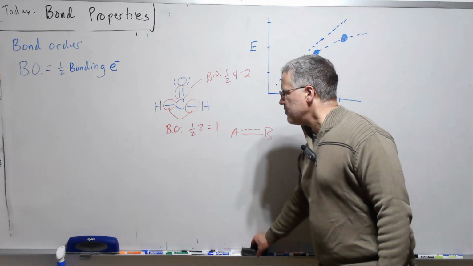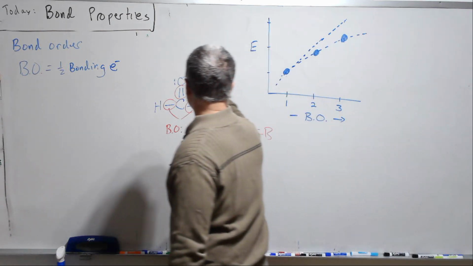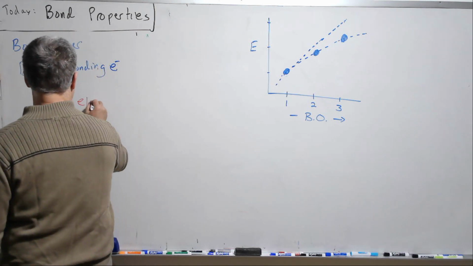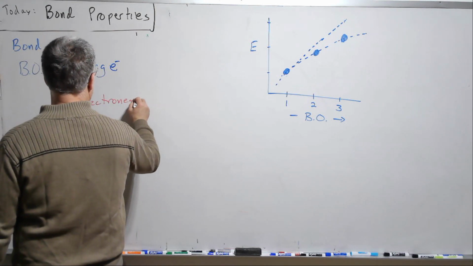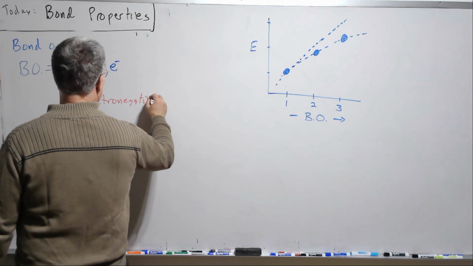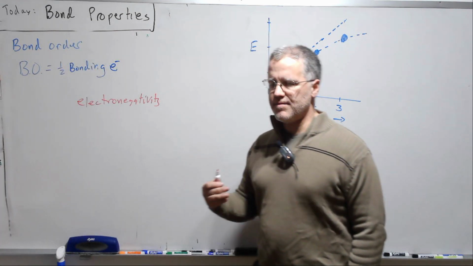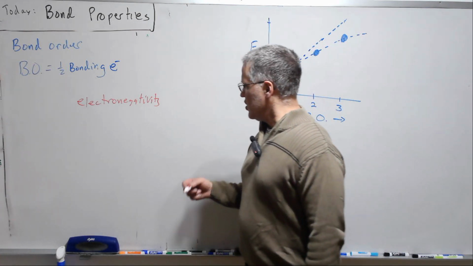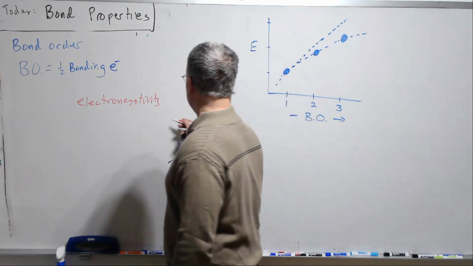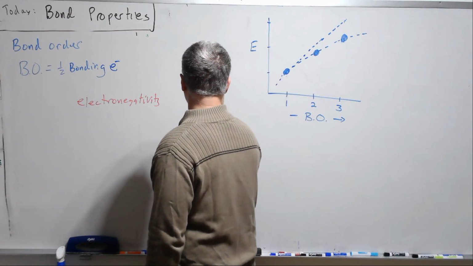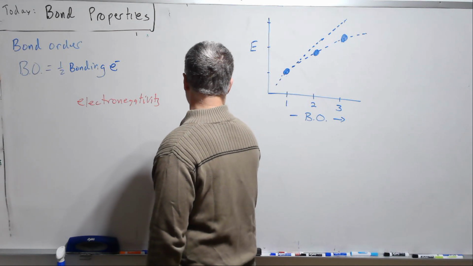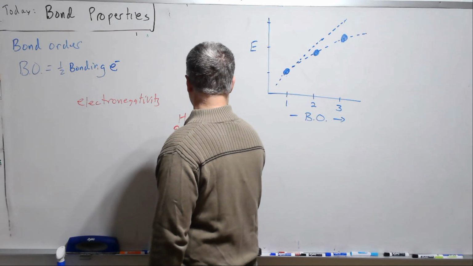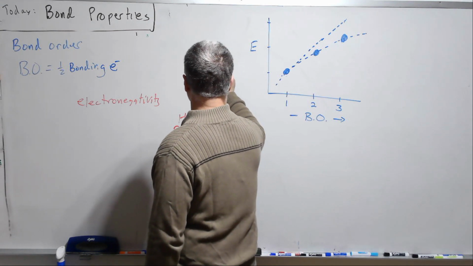Now, another aspect of a bond that we want to talk about is bond polarity. And we define that based on the electronegativity. We've mentioned electronegativity, and you've read about it in your periodic trends, but we can look up the electronegativity for any atom in a bond. So let's go ahead and redraw this. And if we look this up, it's 2.1, 2.5, 3.5.